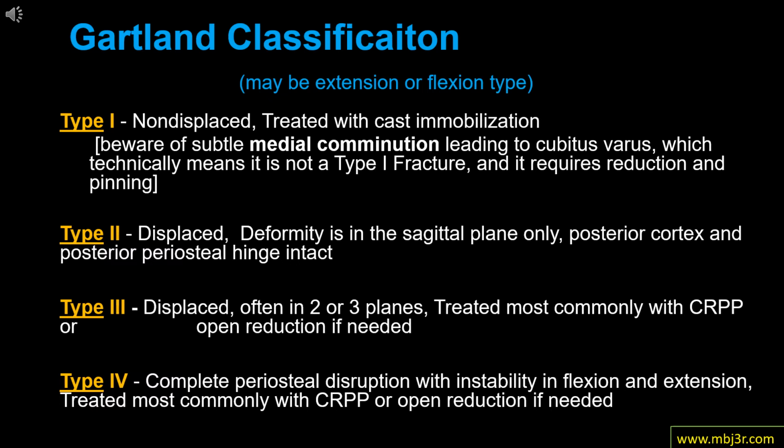Type 2 is displaced. Deformity is in the sagittal plane only. Posterior cortex and posterior periosteal hinge is intact. Type 3 is displaced, often in 2 or 3 planes, treated most commonly with closed reduction, percutaneous pinning or open reduction if required. Type 4, there is a complete periosteal disruption with instability in flexion and extension, treated commonly by closed reduction, percutaneous pinning or open reduction and pinning if required.